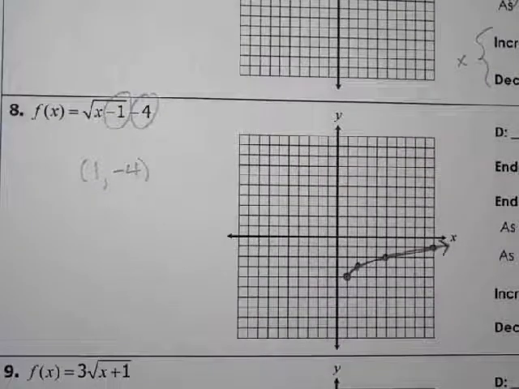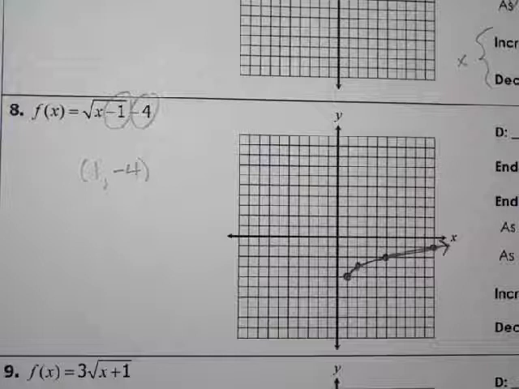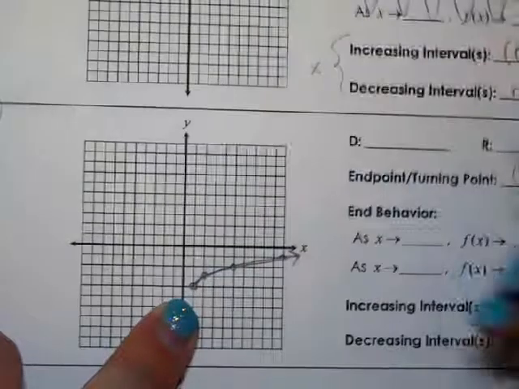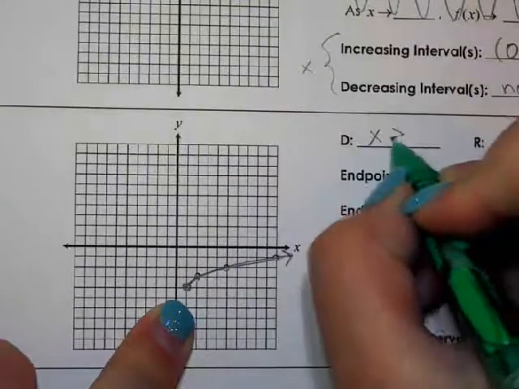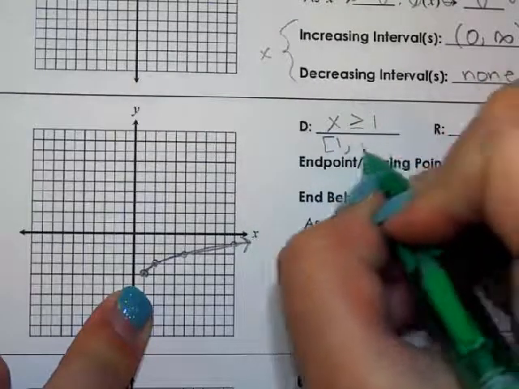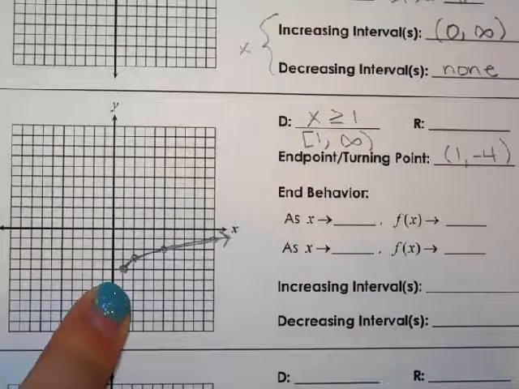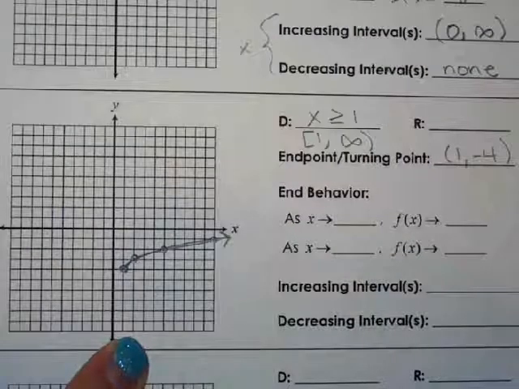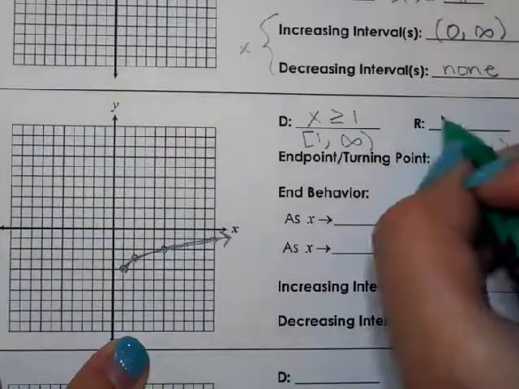So if we look at the domain, what are the x values that we can have? Greater than or equal to 1. Okay, so we're going to say, for the other notation, we're going to say from 1 to infinity. Okay, what's the range? -4 to infinity. We're going to not do end behavior.